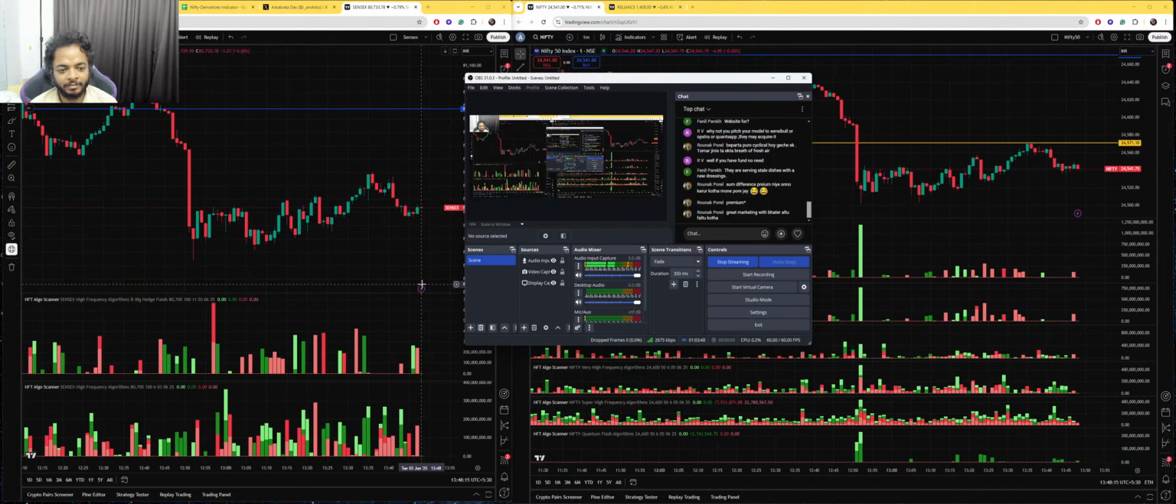So again, call writing happened here. The next candle comes red. Put writing happened here. The next candle comes green. So this is nothing like the smaller sharks, or even the short straddlers. This is a sign of a short straddle as well.